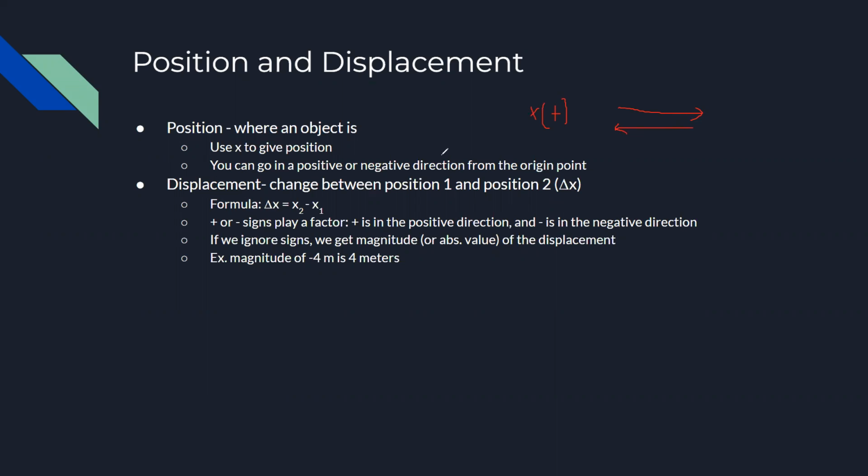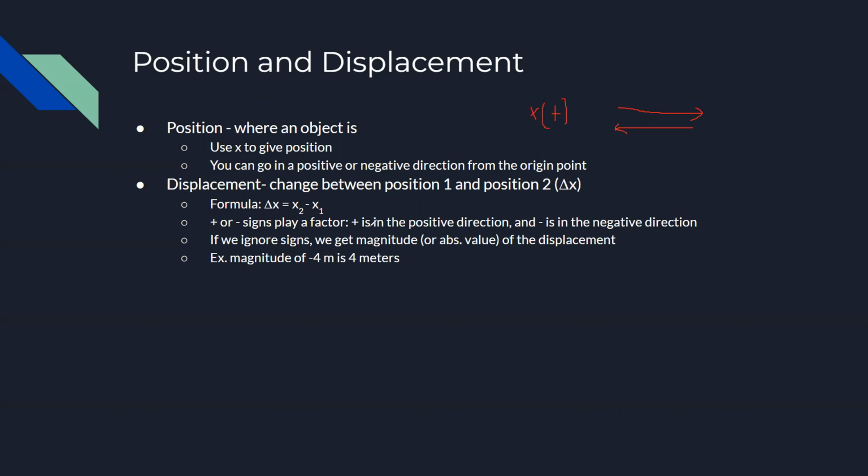Displacement is basically the change between position 1 and position 2. This is denoted with delta x, with the Greek letter delta meaning change in. The formula for finding the displacement of an object is delta x equals position x2 minus position x1. With this, positive and negative signs play a factor. A positive sign means that the displacement is in the positive direction, while a negative sign means that the displacement is in the negative direction.